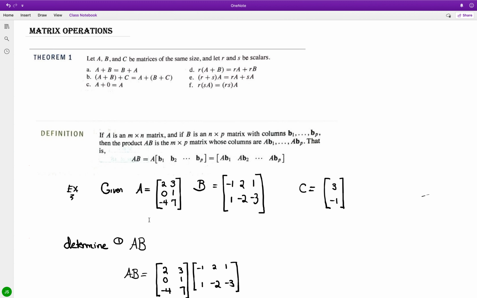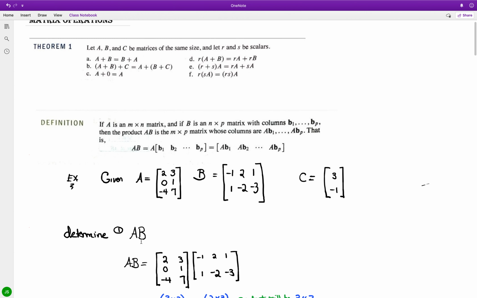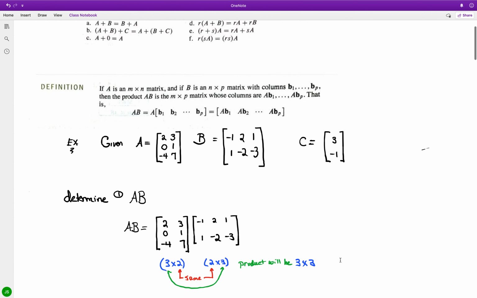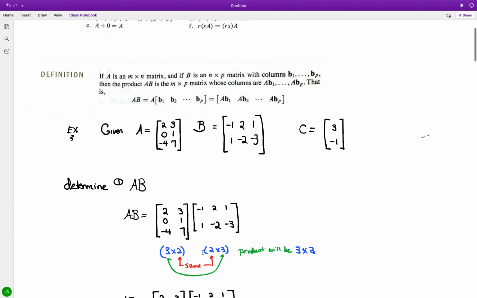Now let's say I'm multiplying the matrices A and B in the form A times B. Looking at what we have here, A has columns 2, 3, 0 and 1, negative 4, 7. Going column by column, matrix B has negative 1, 2, 1 and 1, negative 2, negative 3. For the nature of the product, if the product is going to exist, then the number of columns in the first matrix and the number of rows in the second matrix must be the same.